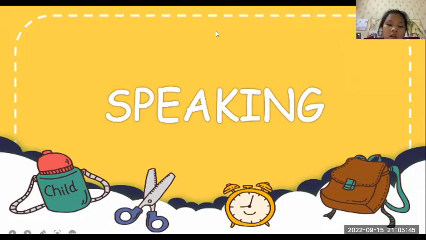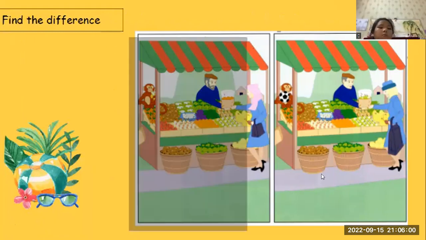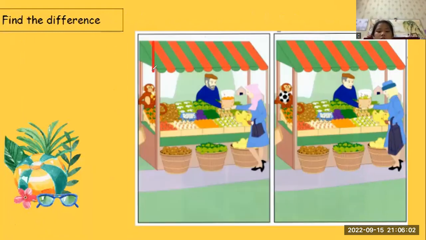Yes. Okay, so we're going to have a practice test for our speaking. Can you see the screen? Yes. So now, Elsa, how many pictures can you see here? I can see two pictures. Okay, so this is picture one and this is picture two. So now I want you to circle and find the differences, then tell me about it. Okay, you can start, Elsa.